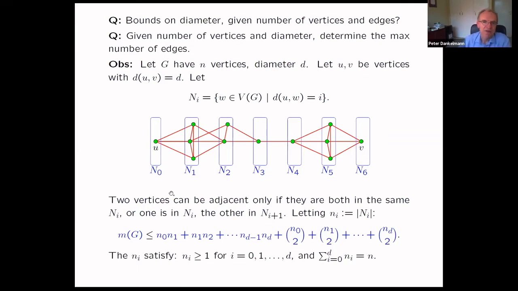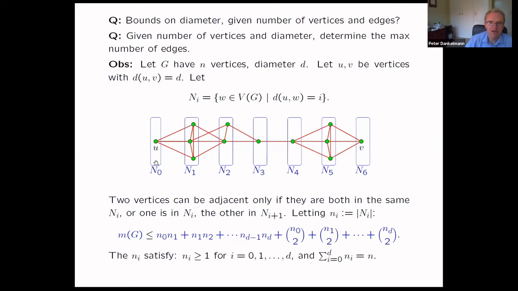Okay, so edges can only be between two vertices that are in the same ni, or an edge can join two vertices that are in adjacent sets, so in ni and ni plus 1. And that immediately gives us an upper bound on the number of edges that we can have in our graph. Let's call the number of vertices that we have in the set Ni little ni. So how many edges can we then have at most in our graph?